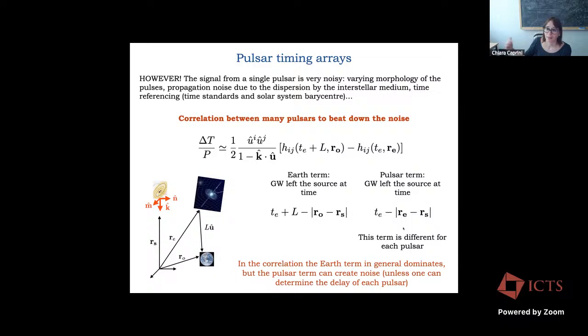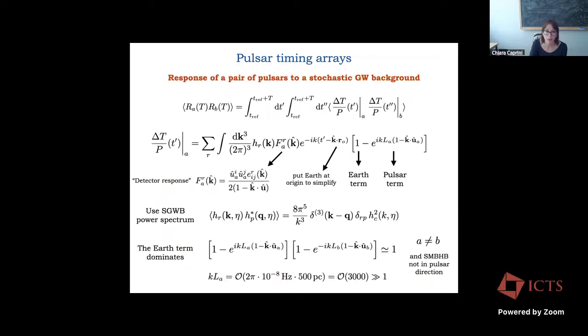And so this Hij is different, while this Hij here is the one at Earth, and so it is always the same. So when one does the correlation between many pulsars, the Earth term in general dominates. However, the pulsar term can create some noise, unless one can determine the delay of each pulsar, which is difficult. So, in general, with this cross correlation, one picks up the Earth term. And now we will see how.